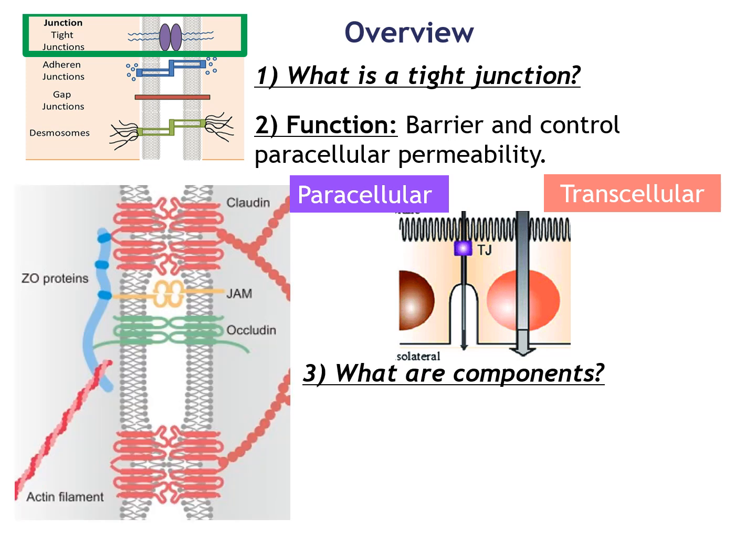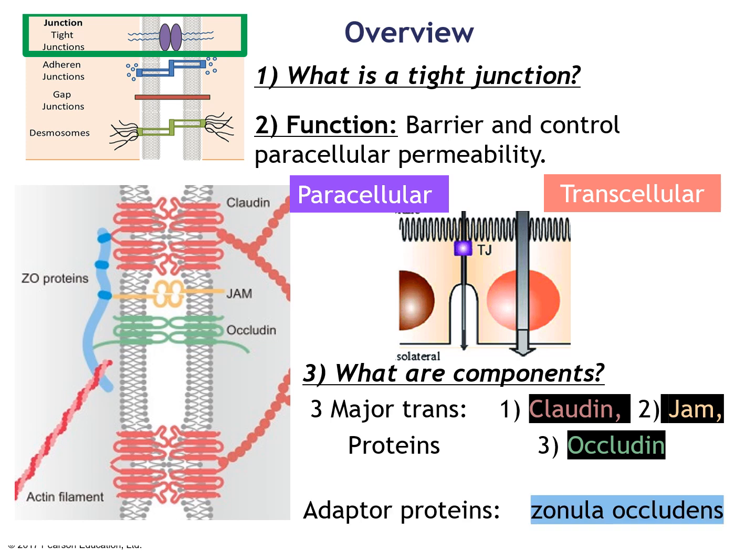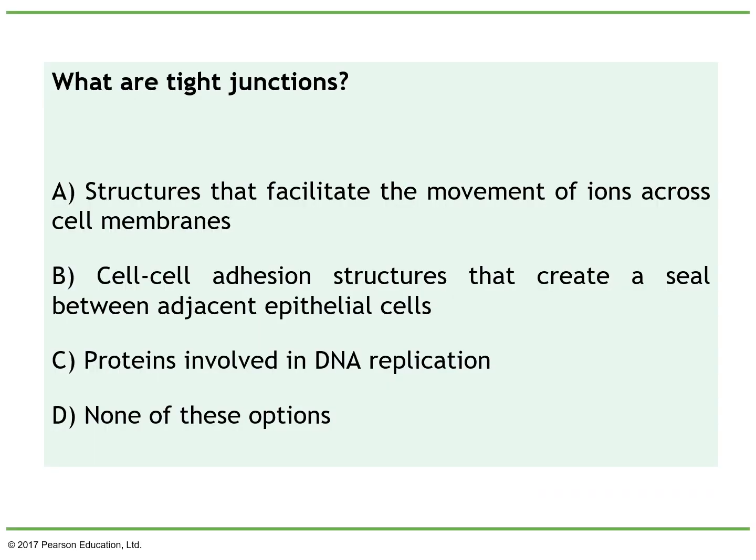And I will talk about the components. So they will be, again, core, then linker proteins, and the cytoskeleton. Same thing. And so you will learn about three main proteins: claudin, JAMs, and occludin, and adapter proteins, that will be the ZO proteins, the zonula occludens.